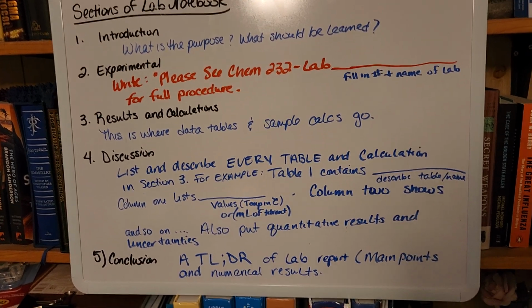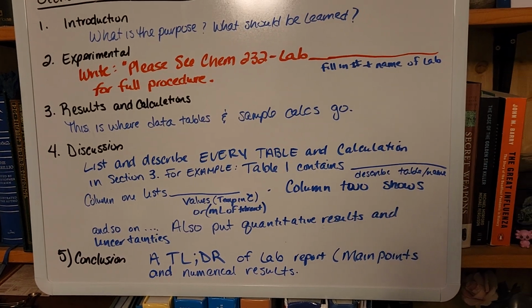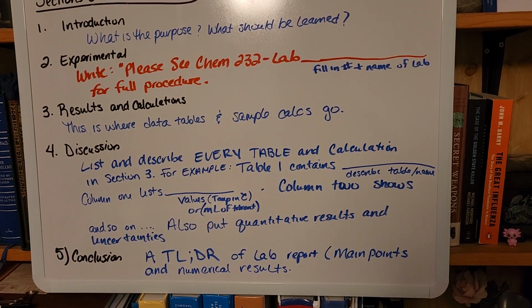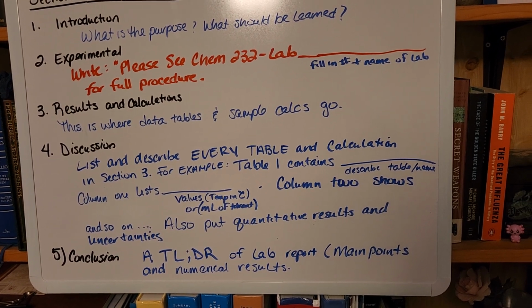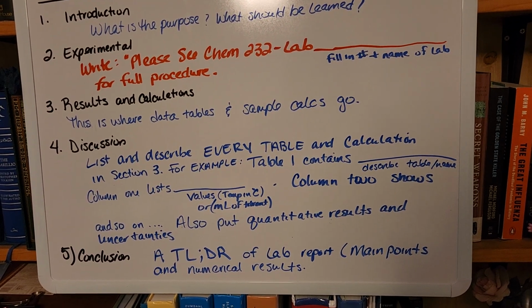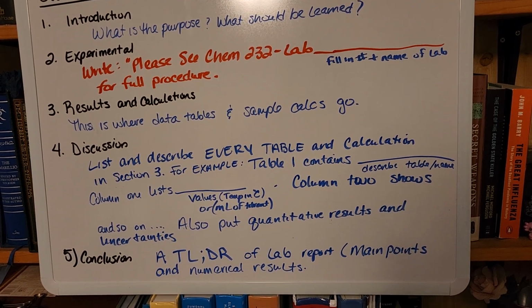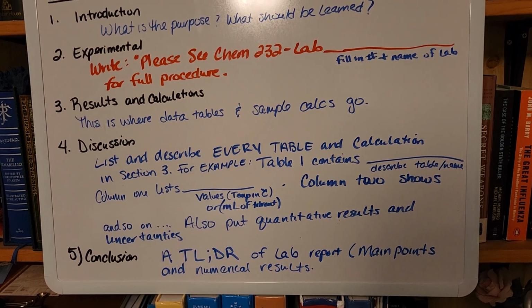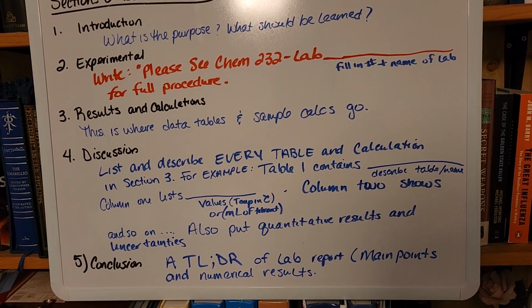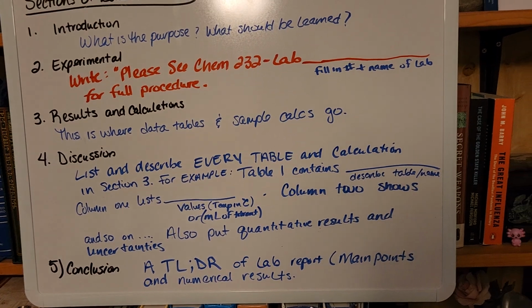So your discussion is going to be long-winded. You're going to list and describe every single table and calculation that you put in section 3. So for all the tables, you're going to give the title of the table, what you're documenting, and what each column means. So if your column represents a volume in a titration, that's what you put there. If it represents temperature, you put that in there.